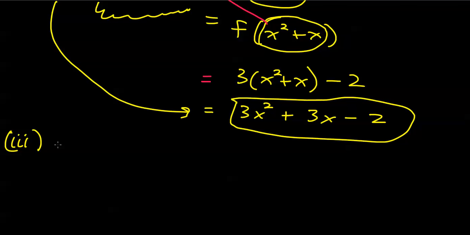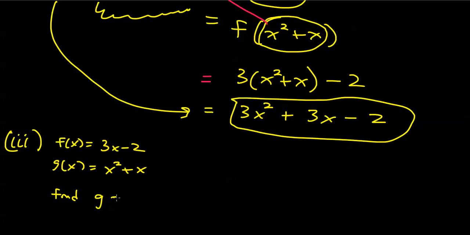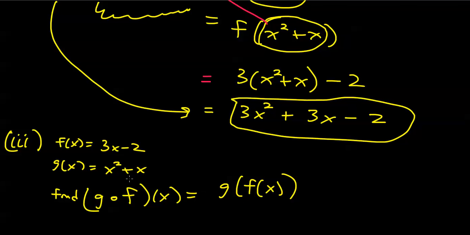Part 3. Again, same function assignment. f of x equals 3x minus 2. g of x equals x squared plus x. Find g composed with f of x. Alright, well, by definition, that is g of f of x. f of x is nothing more than 3x minus 2. So let me go ahead and make that substitution.